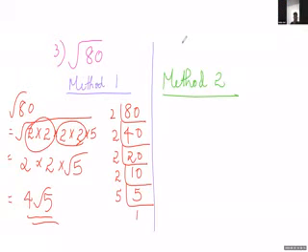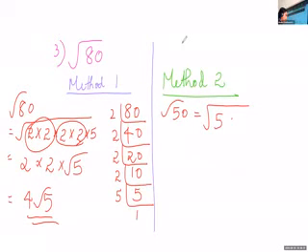Root 50 divided by 4, ma'am. Second method. Root 50 divided by 4. Okay, can you tell the answer inside the root? 5. Ma'am, 5. 5 into what? 5 into 10.